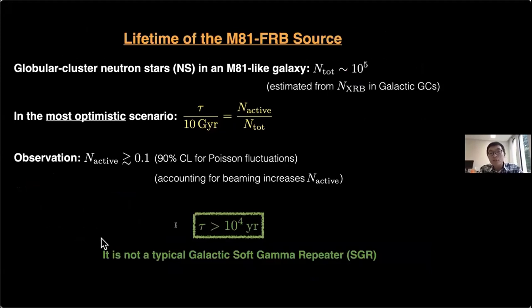So there's a very, very simple argument on the active lifetime of this source. Here's the argument. The total number of neutron stars in the M81 light galaxy is about 10 to the 5. There's not much more than that in the galaxy. And in the most optimistic case, where you assume all neutron stars in globular clusters are capable of emitting FRBs in their lifetime of 10 giga years in the past, here's the fraction of that 10 giga years that is active. So that's the fraction of the total source that are active. And taking into account Poisson fluctuations, there's at least 0.1 such active sources at present day. And that gives you a very conservative lower limit on the active lifetime of the source. So you can immediately say that this source is not a typical galactic soft gamma ray repeater. It's much older than that.